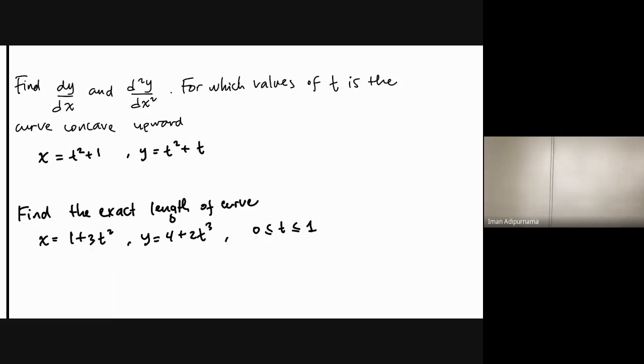So number one is find dy over dx and the second derivative, for which value of t is the curve concave upward. And this is the parameter. And the second question, find the exact length of the curve. This is the parametric equation and t from 0 to 1.